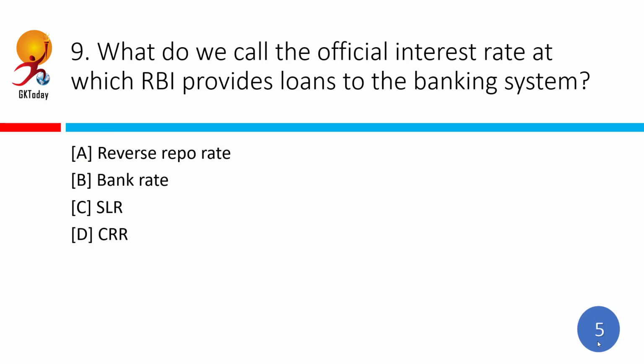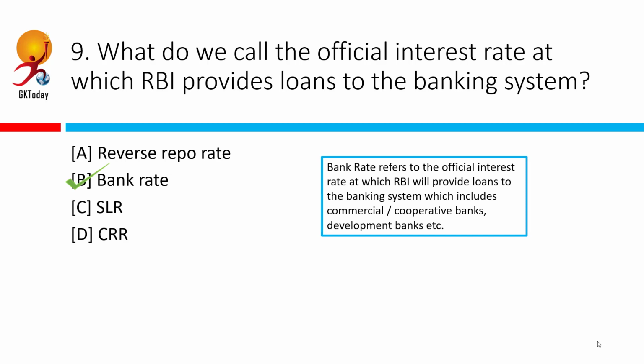What do we call the official interest rate at which RBI provides loans to banking system? Again, there can be two answers, but you have to answer from within these options. Correct answer here is bank rate, which is the official interest rate at which RBI provide loans to banking system, which includes commercial and cooperative banks, development banks, etc.